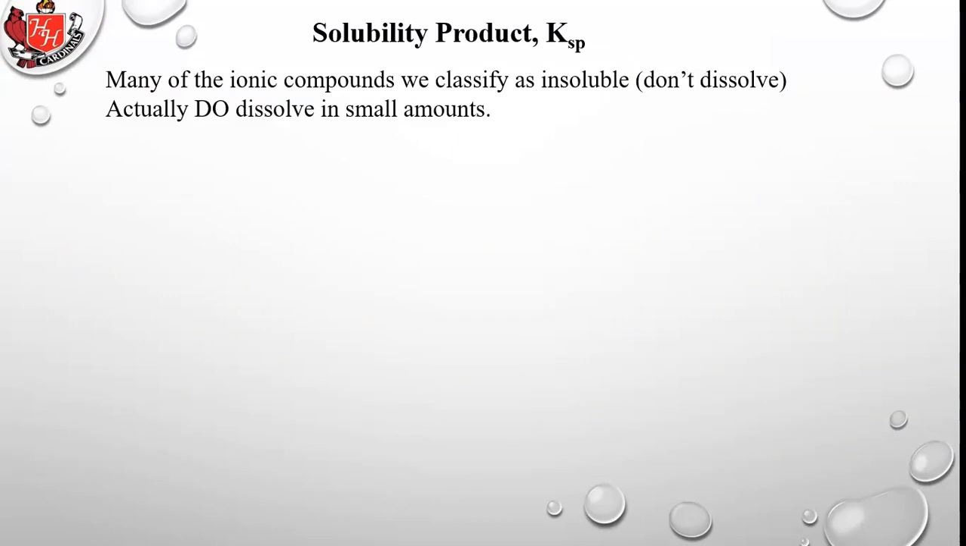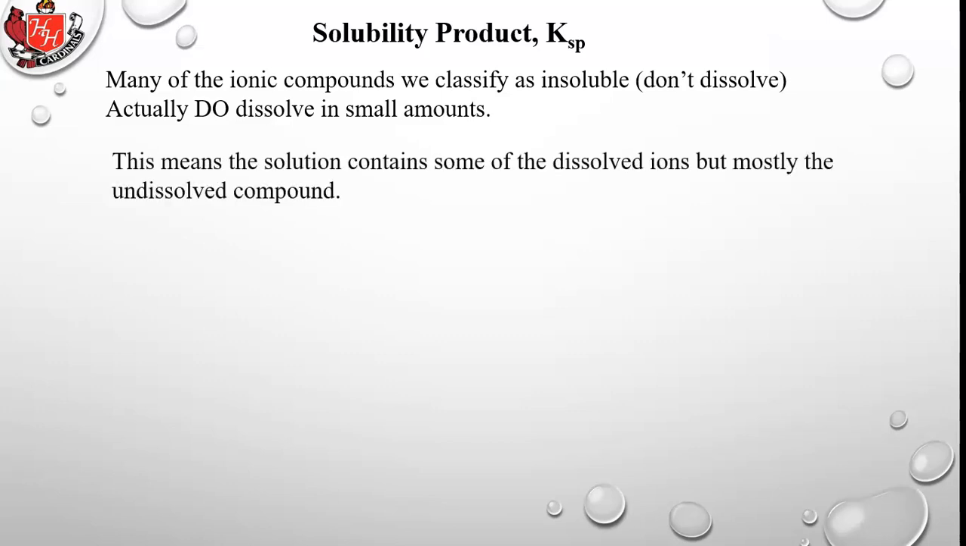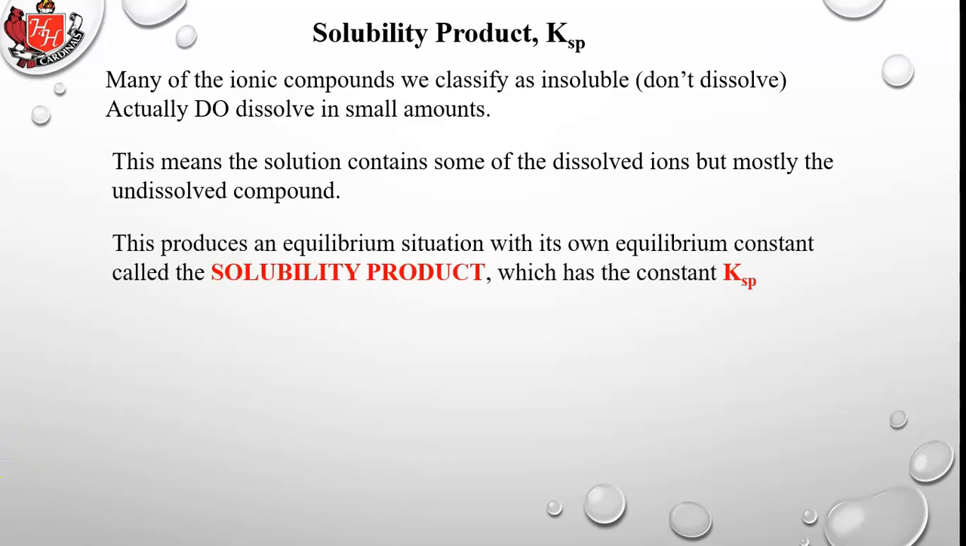So many of the ionic compounds we classify as insoluble don't dissolve, actually do dissolve in small amounts. This means the solution contains some of the dissolved ions, but mostly the undissolved compound. It mostly does remain undissolved. This produces an equilibrium situation with its own equilibrium constant called solubility product.